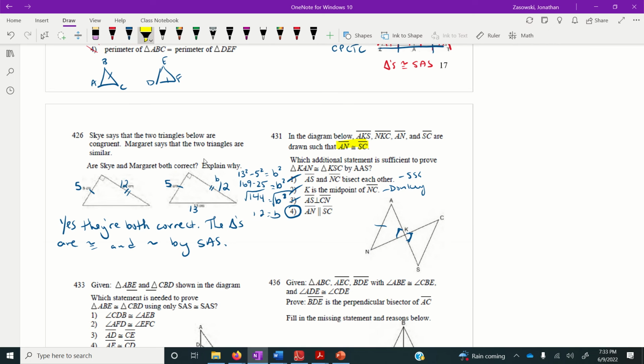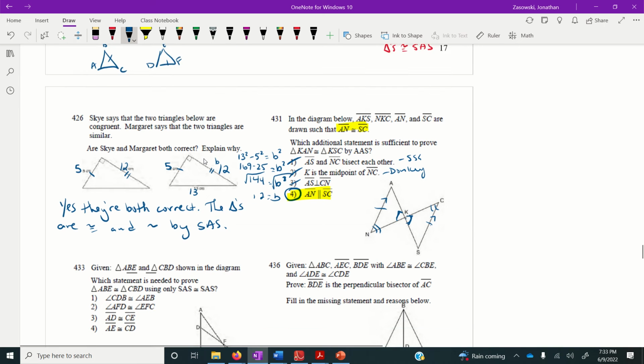And the reason being here is that if those lines are indeed parallel, then we would have the alternate interior angles here, congruent, both of them if we needed them, but that gives us angle, angle, side. So that would be our choice.